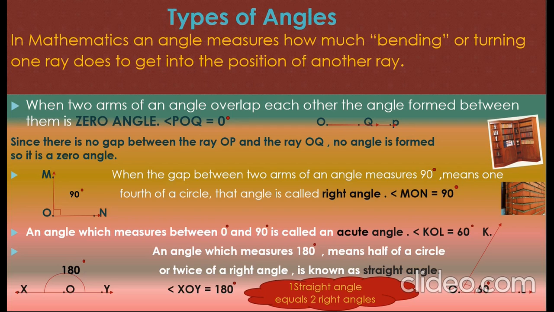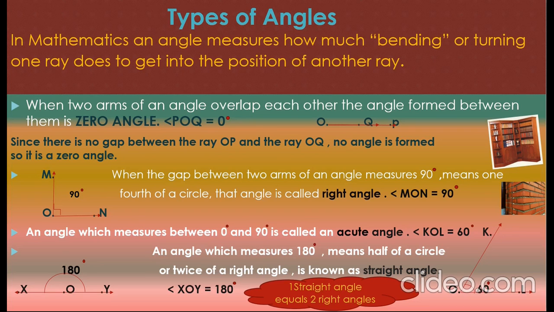First one, when two arms of an angle overlap each other, the angle formed between them is of 0 degree, meaning no angle is formed. This is known as a zero angle. Here in this example, OP and OQ are the two rays which are lying one over another, meaning there is no gap, meaning no angle is formed, meaning angle POQ or angle QOP is a zero angle.